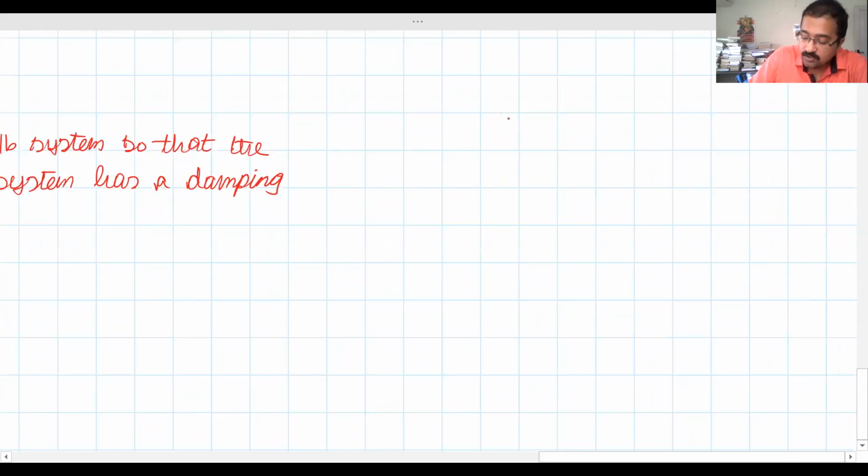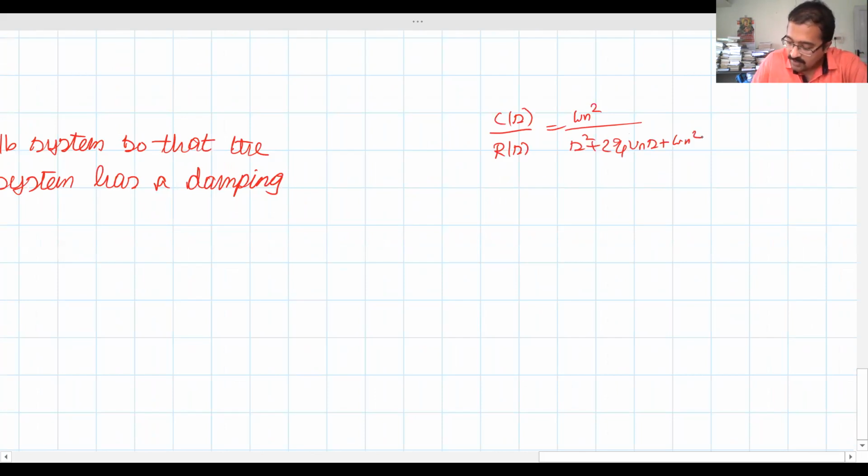Now before we proceed further, we had seen second order systems, right? C of S by R of S was omega n square by S square plus 2 zeta omega n S plus omega n square. Zeta was our damping ratio. Now, if zeta is equal to 0, you get an undamped system. Where are the poles? Poles will be on the imaginary axis, so purely imaginary poles.